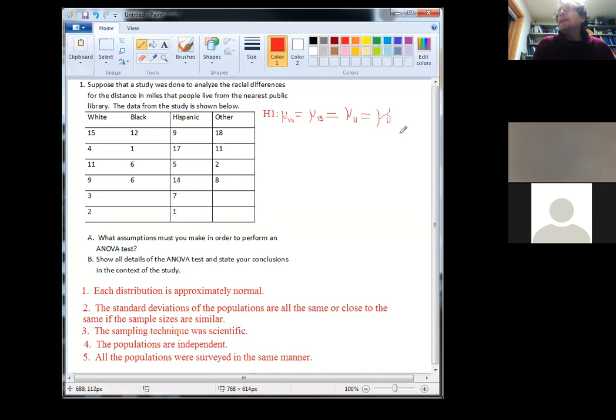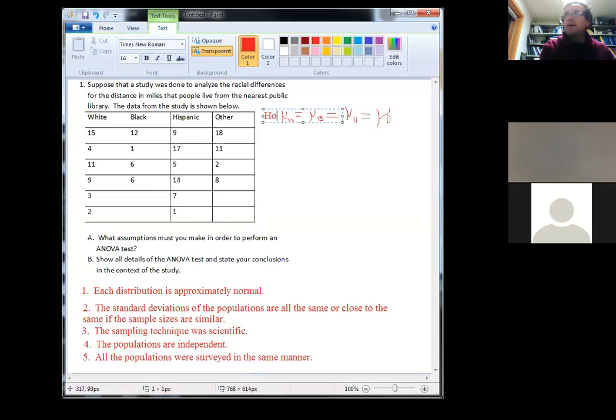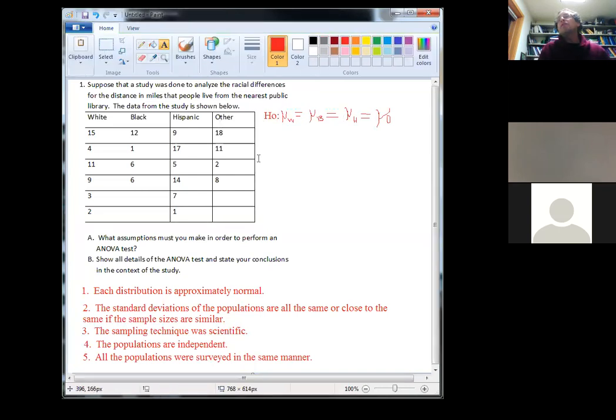So notice that, I'm sorry, this is H naught, not H1. Let me fix that. So notice that the statement for H naught is all in symbols. It's the population mean for each of these 4. Any questions on that?